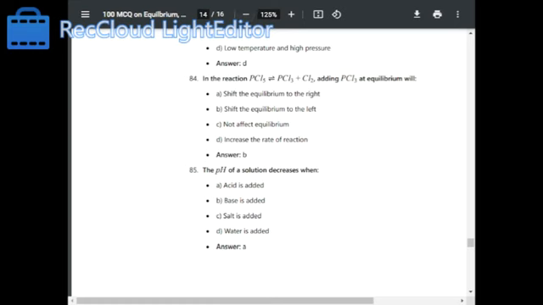Question number 84. In a reaction of PCl5 equal to PCl3 plus Cl2, adding PCl3 at equilibrium will. Option A, shift the equilibrium to right. Option B, shift the equilibrium to left. Option C, not affect equilibrium. Option D, increase the rate of reaction. The correct answer is B, shift the equilibrium to the left.